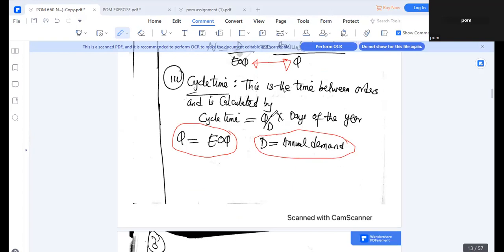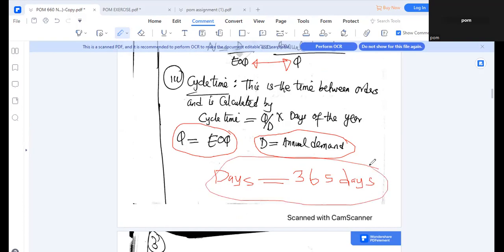Okay, and the formula given by that. The days of the year will be given in the question. If they are not given in the question, take the days to be 365 days. So usually they will give you the days. Sometimes the days will be given as 250 days. Sometimes if the days are not given, you just take that they are working every day, so you take the days to be 365. All right, then this is just about the cycle time.